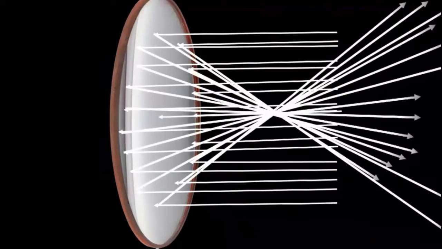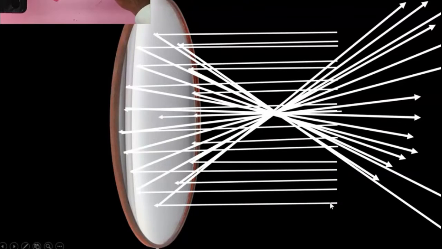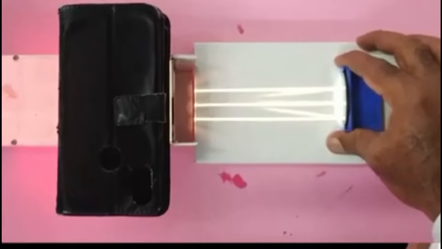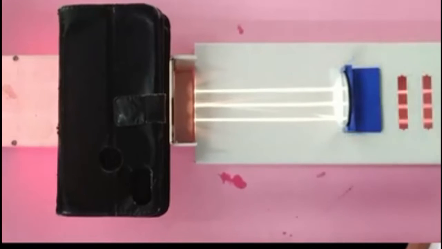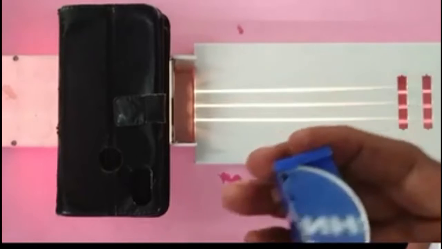What you are watching right in front of you is a convergence of light. Converge means bringing all that light together at one particular point. Now look at these rays. All the rays which are coming from far away are generally light rays which are parallel to each other.